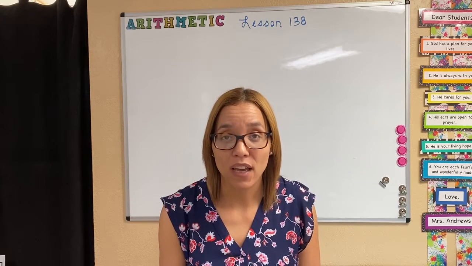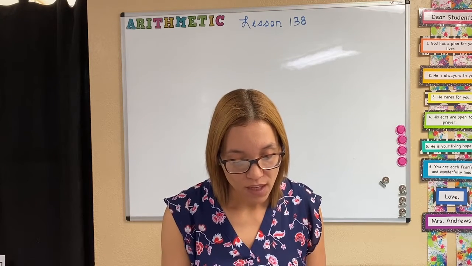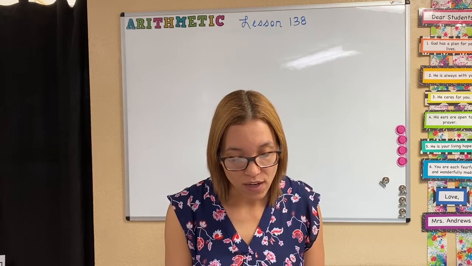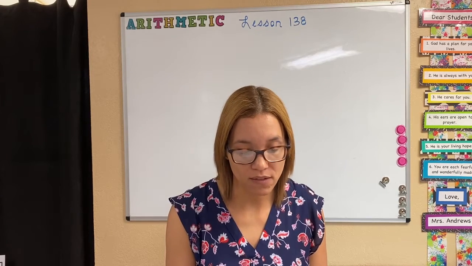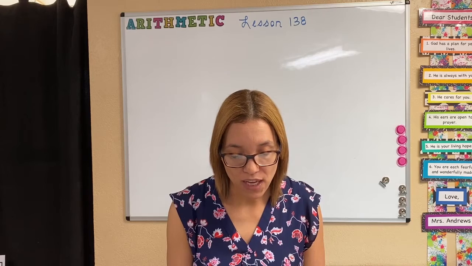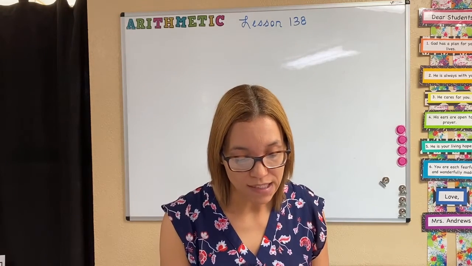What type of triangle is that? That's going to be equilateral. Letter E, angles are 45 degrees, 90 degrees, and 45 degrees. So what type of triangle is that? It's going to be a right triangle.